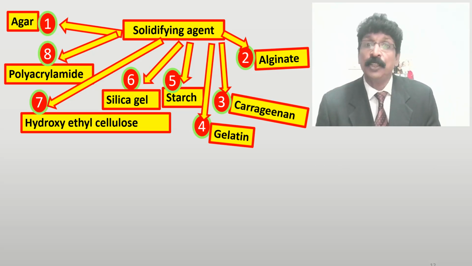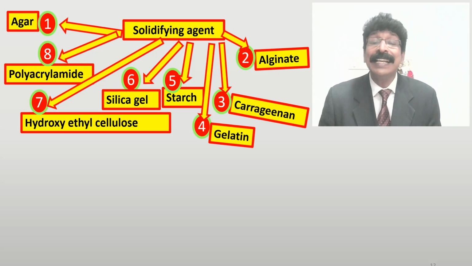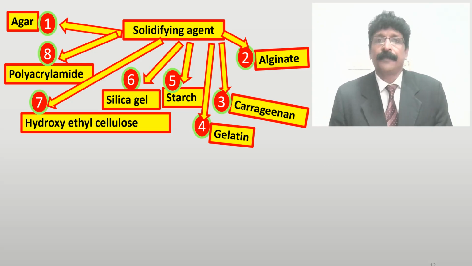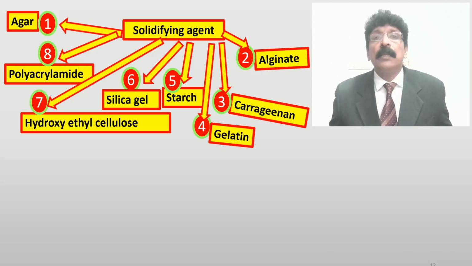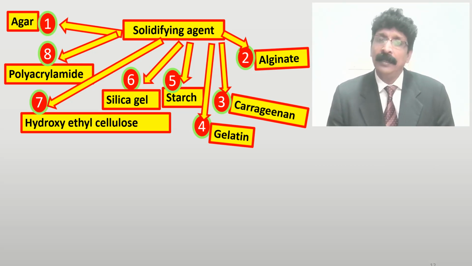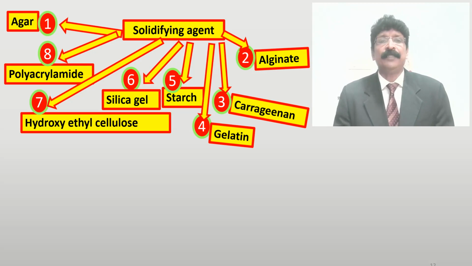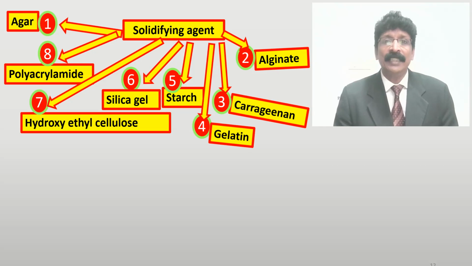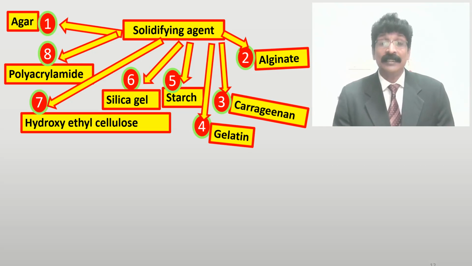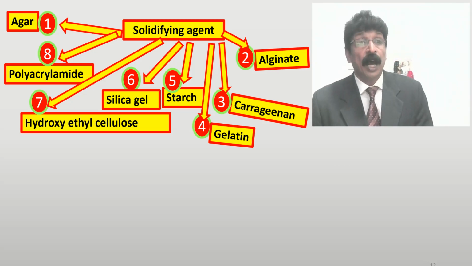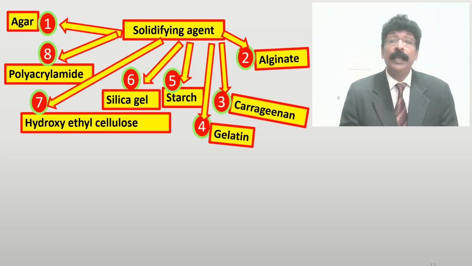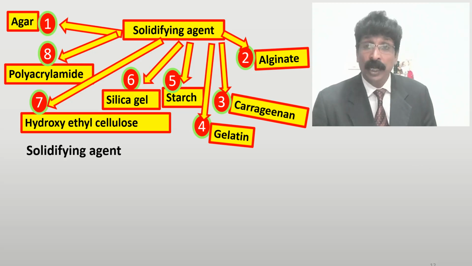Most of these 8 solidifying agents you might have come across in pharmaceutics last semester. Here we use them in tissue culture, where the medium has to be solidified and act as a nutrient soil in our in vitro study. So you can see clearly: agar, alginate, carrageenan, gelatin, starch, silica gel, hydroxyethyl cellulose, polyacrylamide. These 8 are solidifying agents.